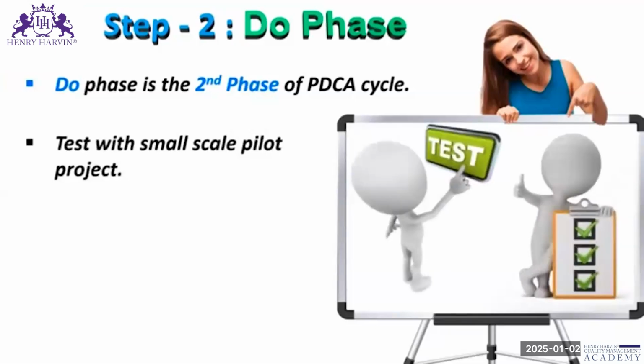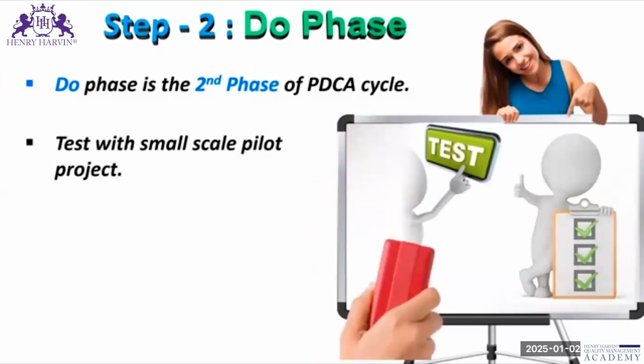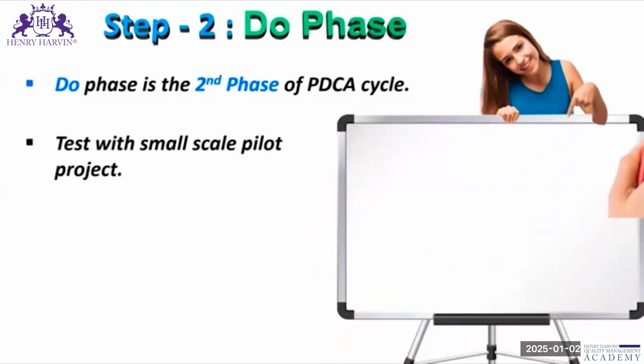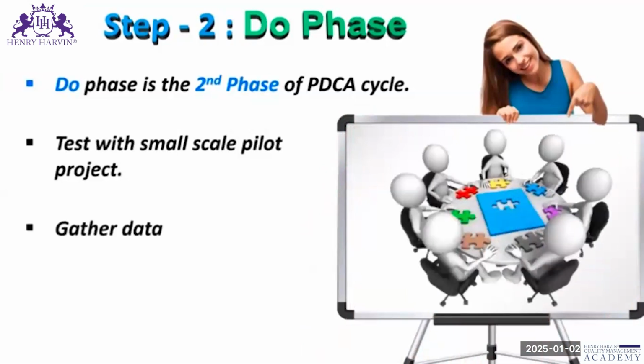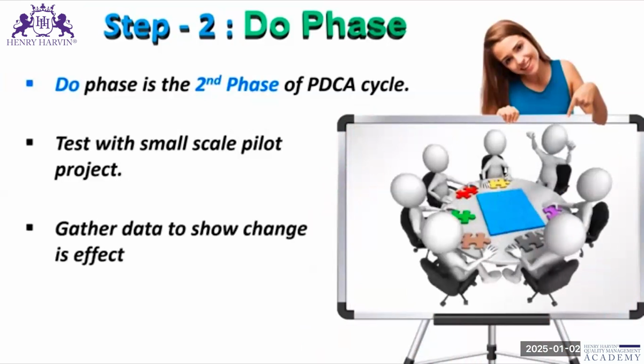Once you have identified a potential solution, test it with a small scale pilot project. This will allow you to assess whether the proposed solution that you are making is working or not. Then you need to gather as much data as possible to make sure that the change is effective or not. And finally, you need to standardize the process.